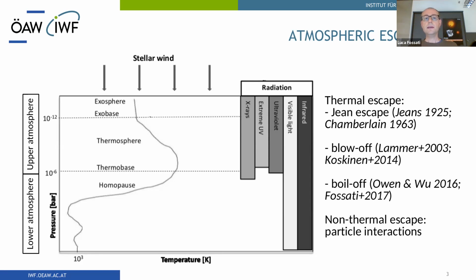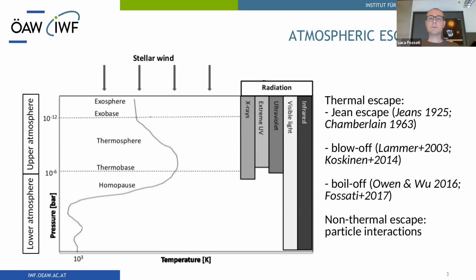And blow-off is a process for which high energy stellar radiation hits the planetary upper atmosphere and ionizes hydrogen. And this process of ionization heats up the atmosphere, as I said, in hot Jupiters, up to about 10,000 Kelvin. And this temperature is so high that then the atmosphere expands hydrodynamically, and this is why there is this adiabatic cooling in the upper atmosphere. And this is blow-off.